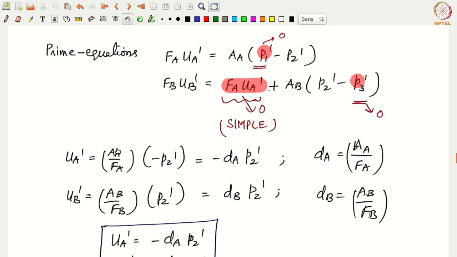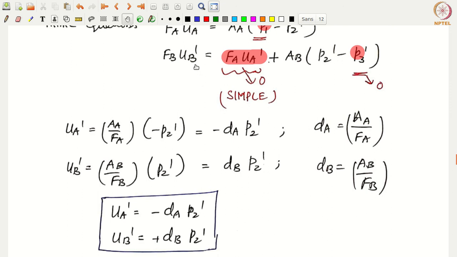Then we can write UA prime as AA upon FA, which we are calling some D. Remember we had delta Y upon the central coefficient A east, which we wrote as little d e. Similarly, UA prime equals capital AA by FA times minus P2 prime. So we can write this as minus DA P2 prime, where DA is AA upon FA. Similarly, UB prime equals AB upon FB times P2 prime, which can be written as DB P2 prime, where DB equals AB upon FB.